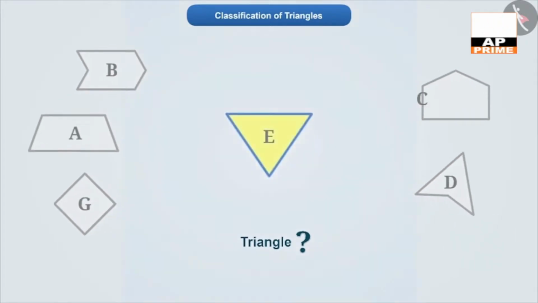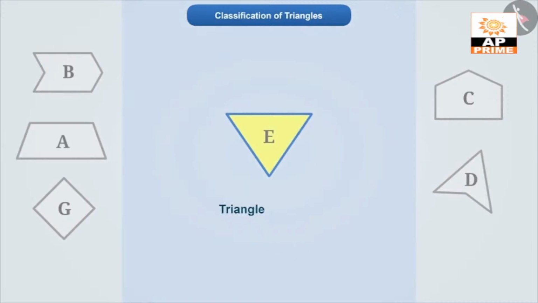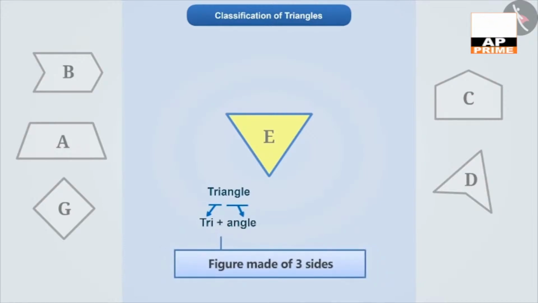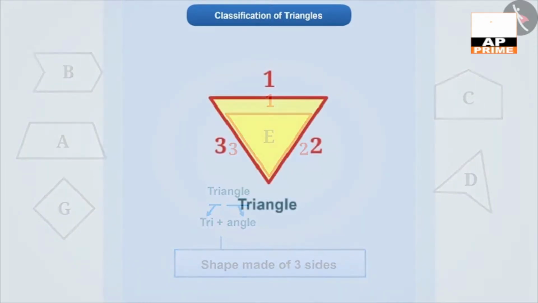Have you chosen figure E? If yes, then congratulations! You have correctly identified the triangle. To correctly identify a triangle, it is important to understand its concept correctly. Triangle is made of tri plus angle, which means a figure that is made of 3 sides. Therefore, we can say that a figure that is made up of 3 sides is called a triangle. In the given figures, only E is made up of 3 sides. Therefore, only this is a triangle.